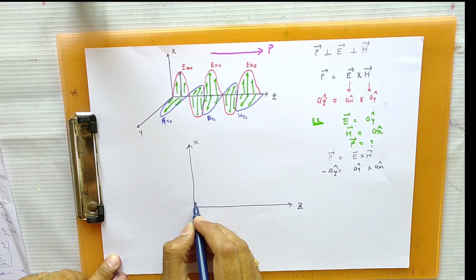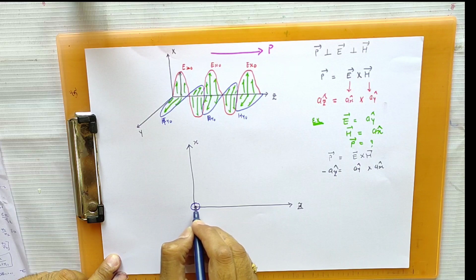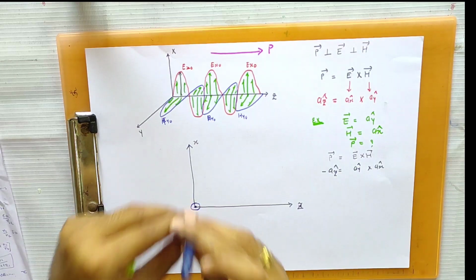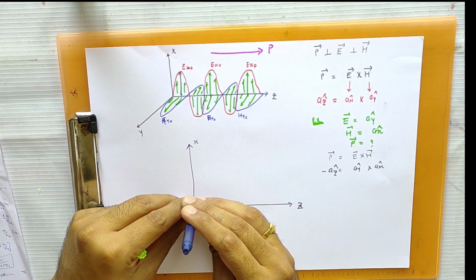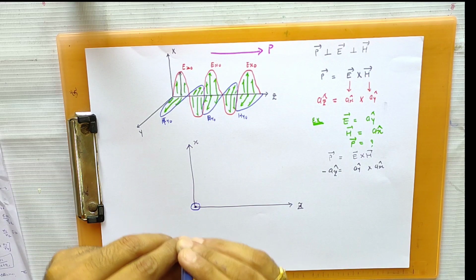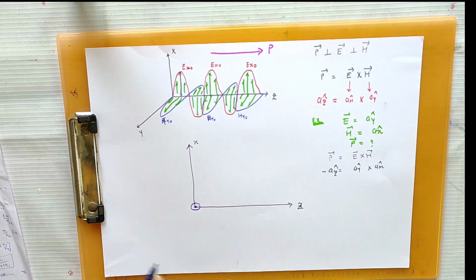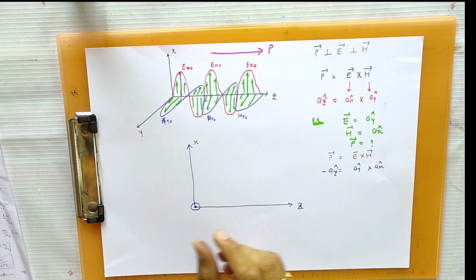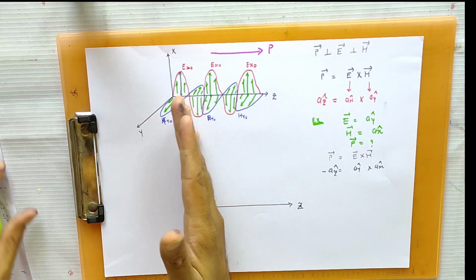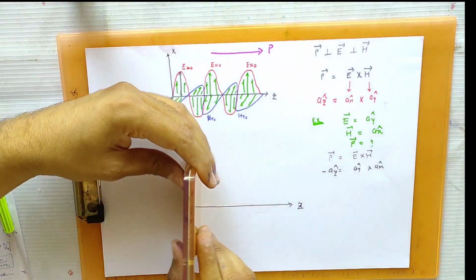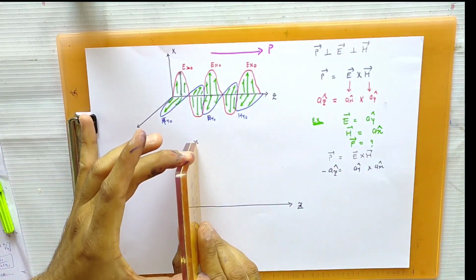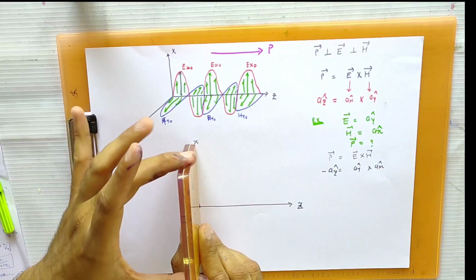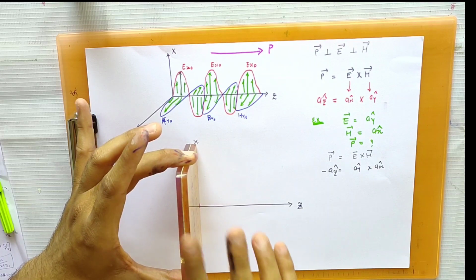This one is my Y axis, which is out of the page. So the positive Y axis is out of the page and the negative Y axis is inside the page. Suppose I put one plane here. This plane is known as the Z equals 0 plane.